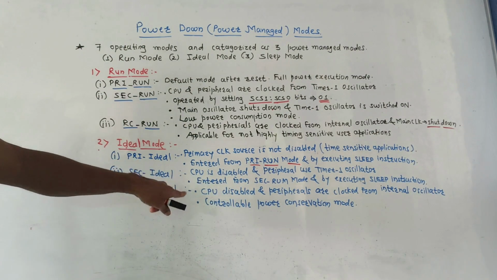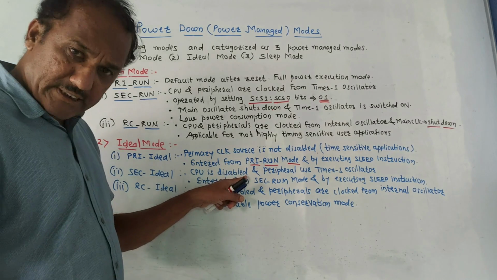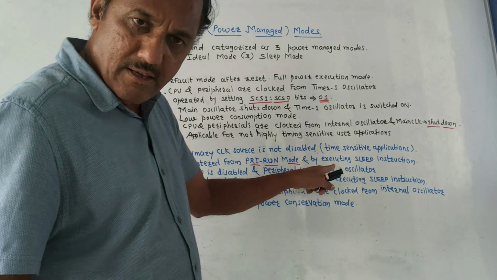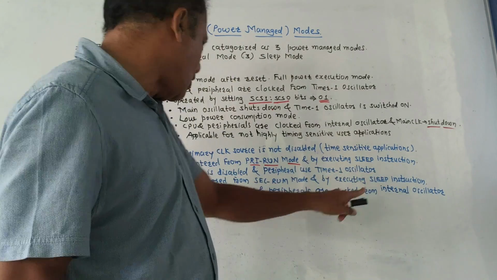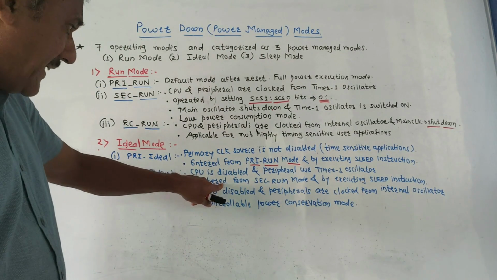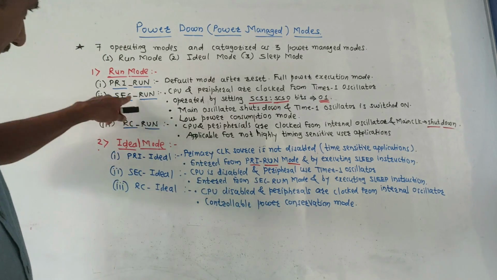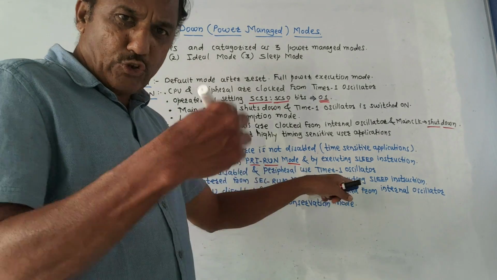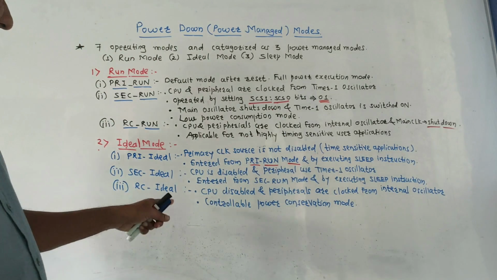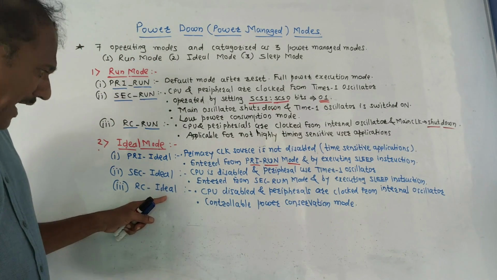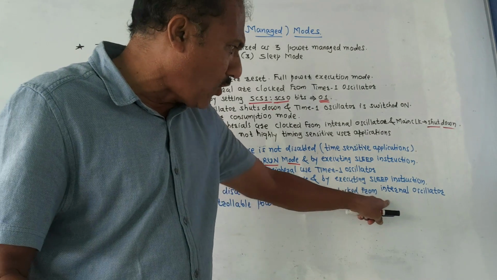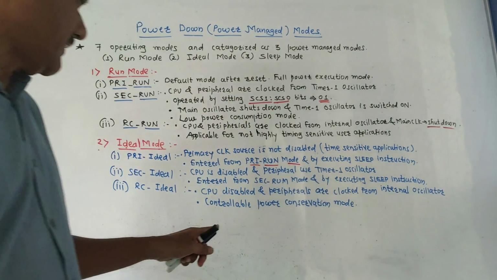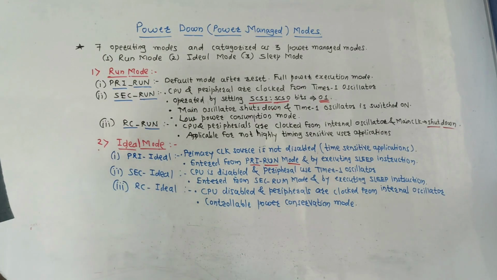Then secondary idle mode, in this case CPU is disabled and peripherals take the power or are operated by timer 1 oscillator. Then it is entered from secondary run mode, matlab is say, and by executing the sleep instruction like the earlier case. Third is RC idle mode. In this case, CPU is disabled and peripherals are clocked from internal oscillator. It is basically controllable power conservation mode.